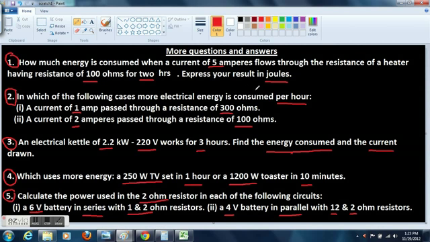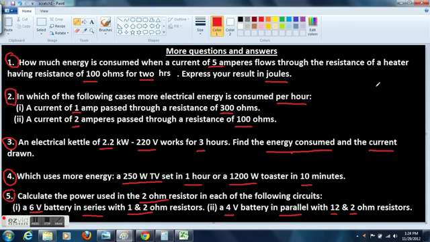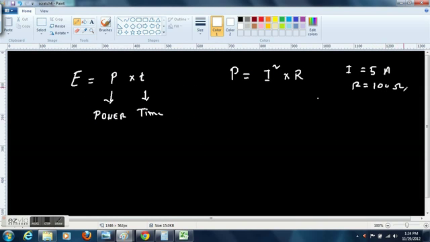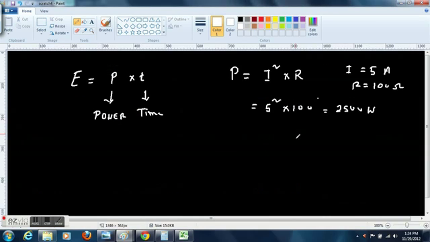Now here current flow is 5 ampere, resistance is 100 ohm. Therefore P equal to 5 square multiplied by 100, which is equal to 2500 watt. This is the power of the electric heater, and total time of usage is 2 hours. T equal to 2 hours, which is equal to 2 multiplied by 60 into 60 seconds.